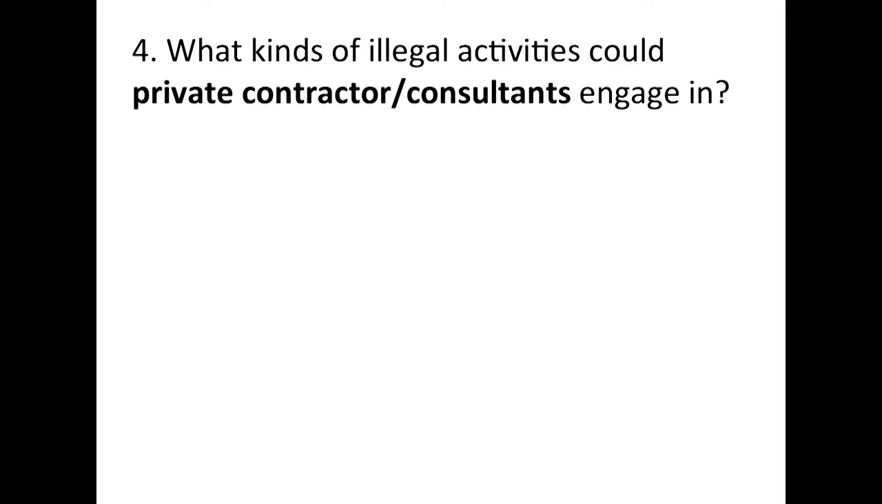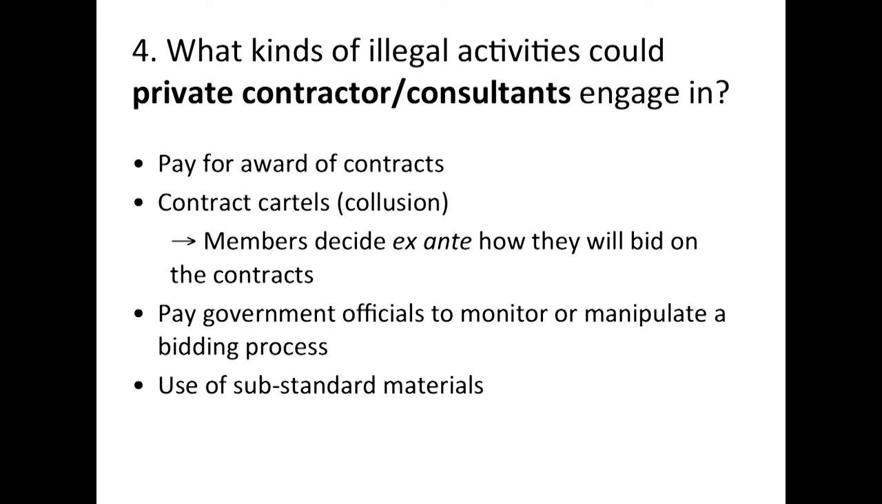Professor Davis's fourth question was, what kinds of illegal activities could private contractors or consultants engage in? And she found four main activities. First, payment for the award of contracts. Second, contract collusion. Here, contractors would decide ex ante how they would bid on a series of government contracts and agree not to bid against each other. Third, payments to government officials to monitor or manipulate a bidding process. And fourth, the use of substandard materials.